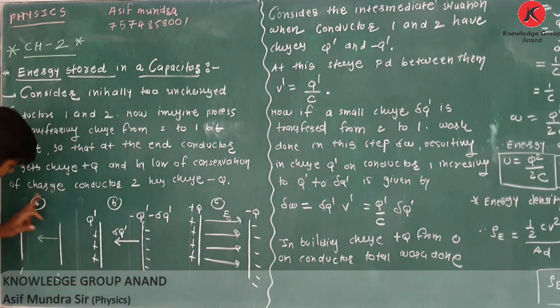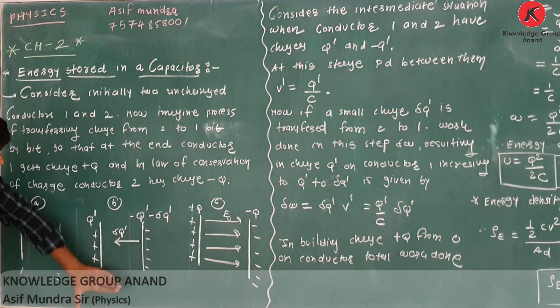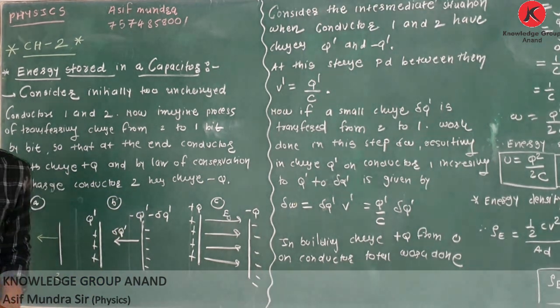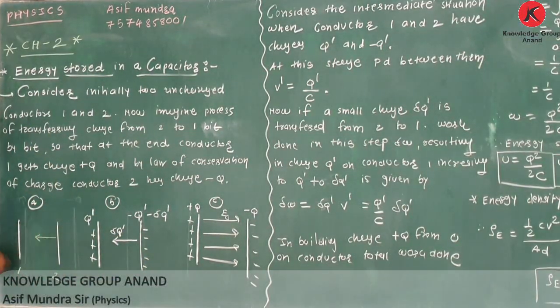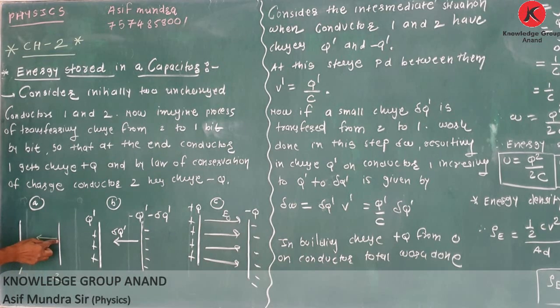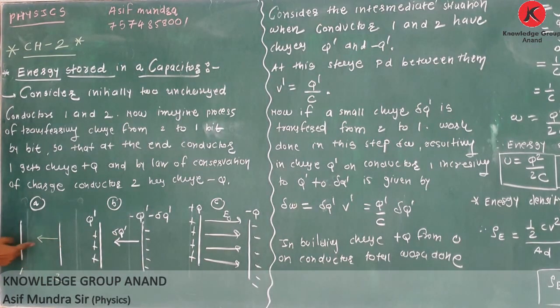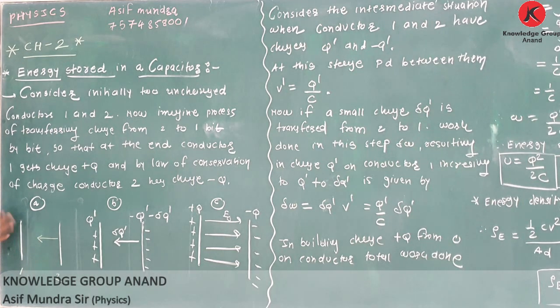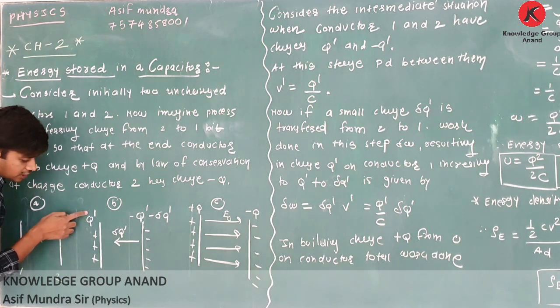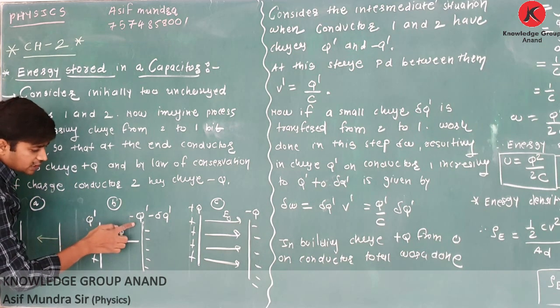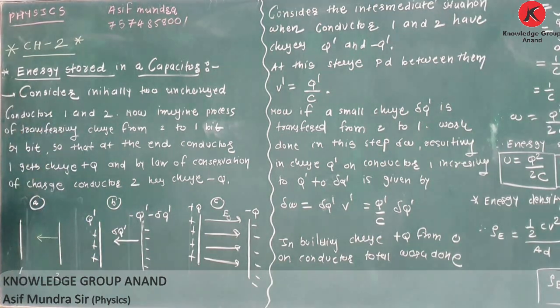Because what is the total initial charge in this case? 0. Figure B is an intermediate situation, and from this we have to find the work done. Initially, charge on the plate is 0. We transfer charge from conductor 2 to conductor 1. Let at some intermediate time the charge on conductor 1 be plus Q dash. So what is the charge on this? It is minus Q dash.